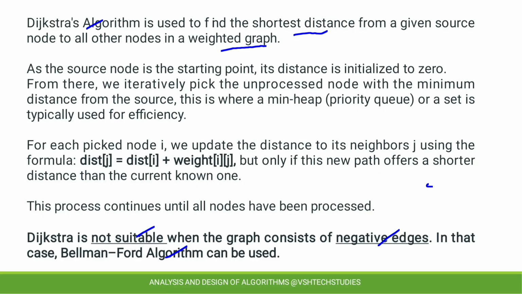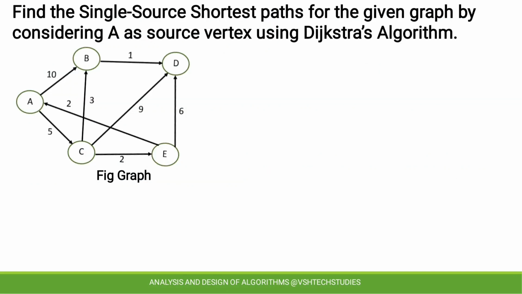Next we shall see a problem and how, using Dijkstra's algorithm from a source node in that graph, we can find the shortest distance to all other nodes, that is the first point, and then the shortest paths. The problem statement is: find the single source shortest paths for the given graph by considering A as source vertex using Dijkstra's algorithm. So this is the given graph.